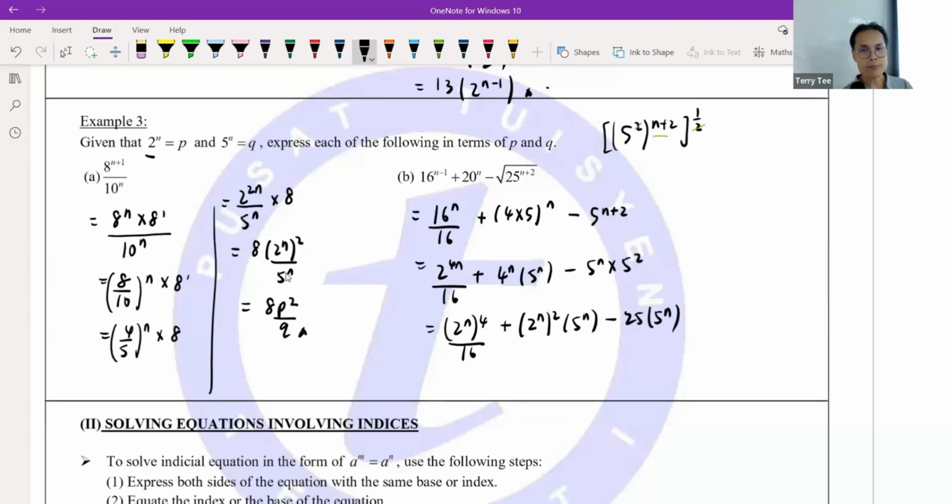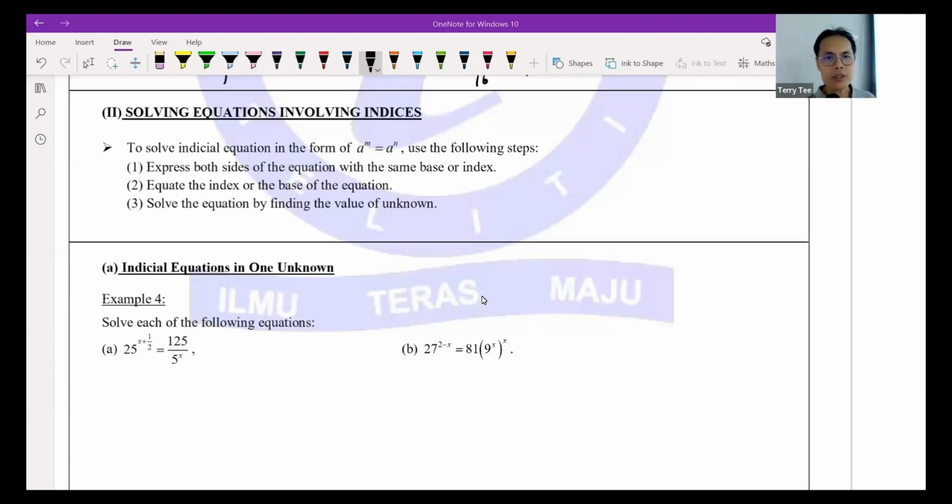Okay, we know 2 power n is p. So this is p power 4 over 16. This will be p squared q. This will be 25q. There you go. That's your answer. Solving equations involving indices.